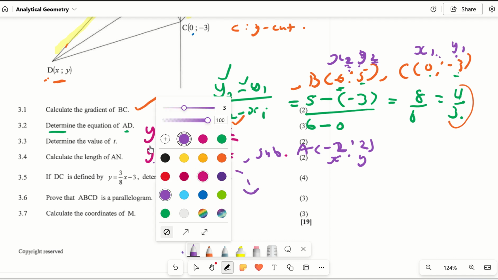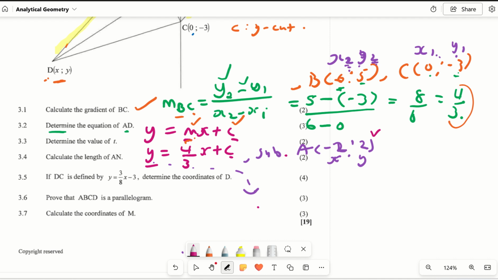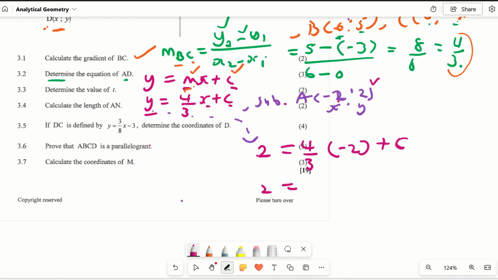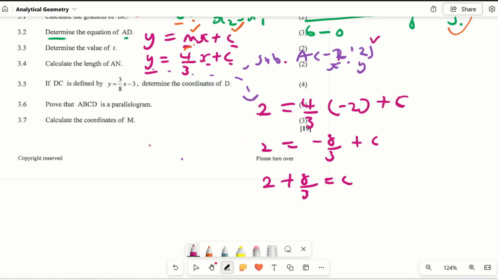So my y is 2. I put 2 in place of y. 4 over 3, my x is -2, plus c. Remember that I'm looking for the value of c. The reason why I'm substituting is because I'm looking for the value of c. This will give me 2 equals -8 over 3 plus c. I take the -8 over 3 to the other side, it becomes a positive. Therefore, my c will be equal to 14 over 3.